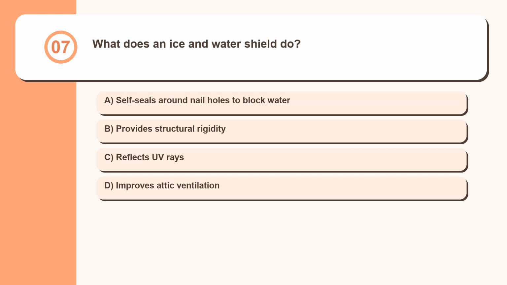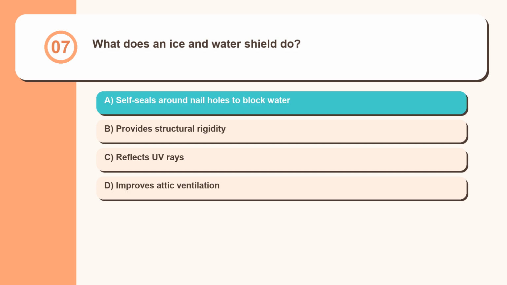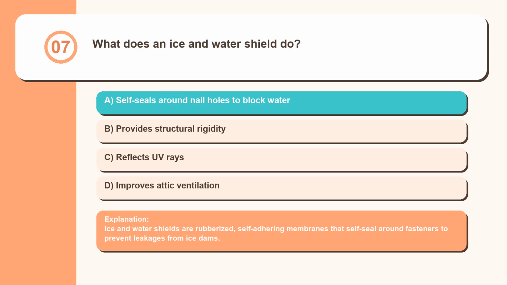Question 7. What does an ice and water shield do? Self-seals around nail holes to block water, provides structural rigidity, reflects UV rays, improves attic ventilation. Ice and water shields are rubberized, self-adhering membranes that self-seal around fasteners to prevent leakages from ice dams.